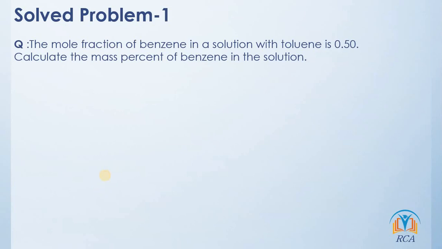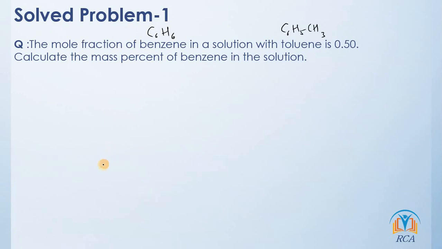The mole fraction of benzene in a solution with toluene is 0.50. What is benzene? Benzene is C6H6. We all know that thing, right? What is toluene? We all know what is toluene, right? Toluene is C6H5CH3, which is commonly known as methyl benzene, or it has an IUPAC name of methyl benzene as well. So in that case, mole fraction of benzene in a solution with toluene is given as 0.50.